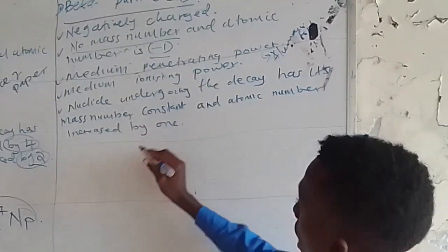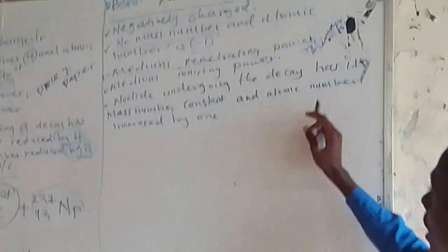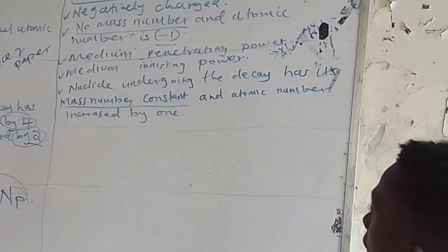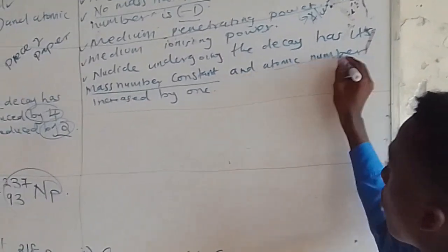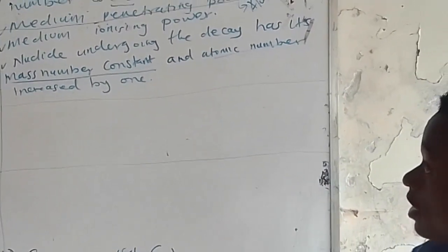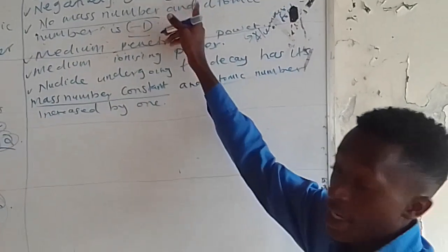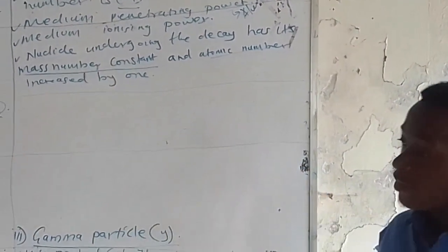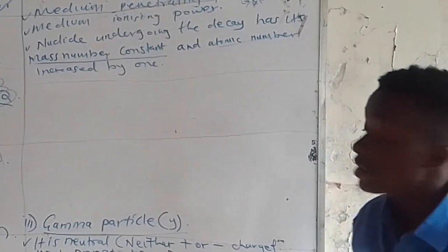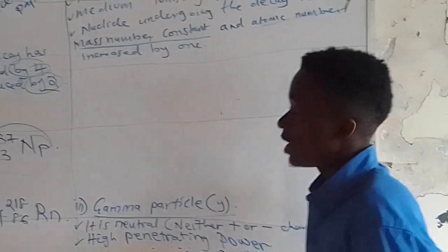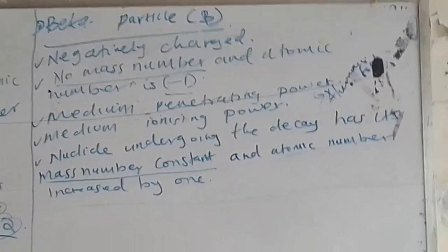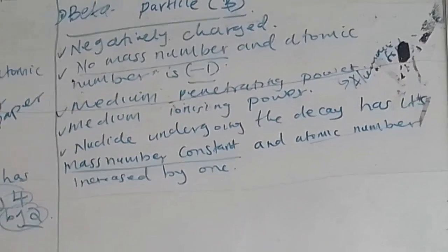The effect now: a nuclide undergoing beta decay has its mass number remaining constant and atomic number increased by 1. Why do we increase by 1? It is negatively charged, and the negative here is -1. So the atomic number will be increased by 1 and mass number remaining constant. We can look at at least one example.